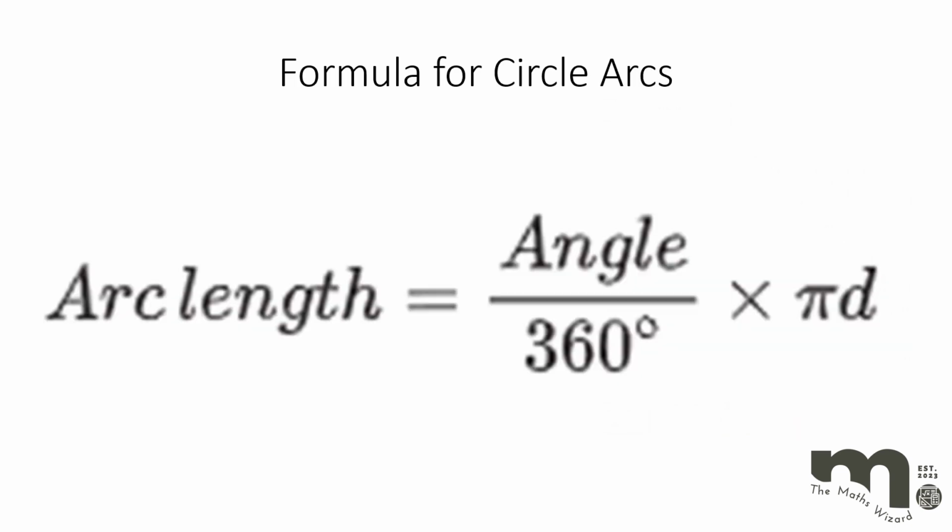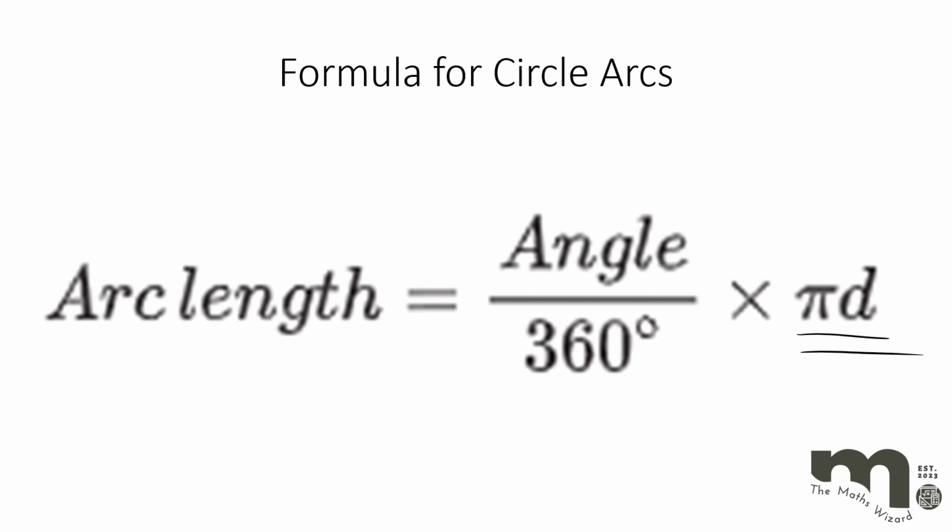So we're now going to move this on to look at circle arcs. There's this formula that you can remember for circle arcs, which is arc length equals angle over 360 times pi times diameter. Remember that when we're doing the circumference, that's always pi times the diameter. So that's why this is included within this formula.